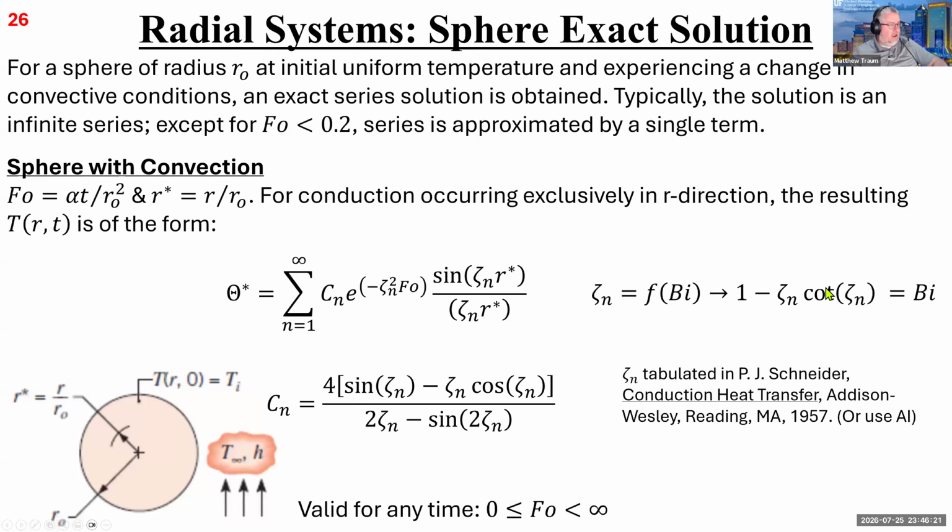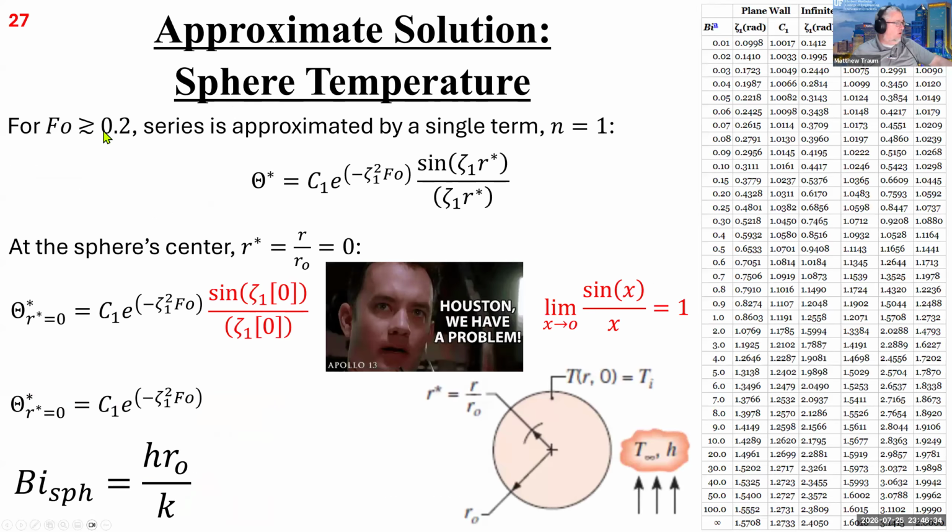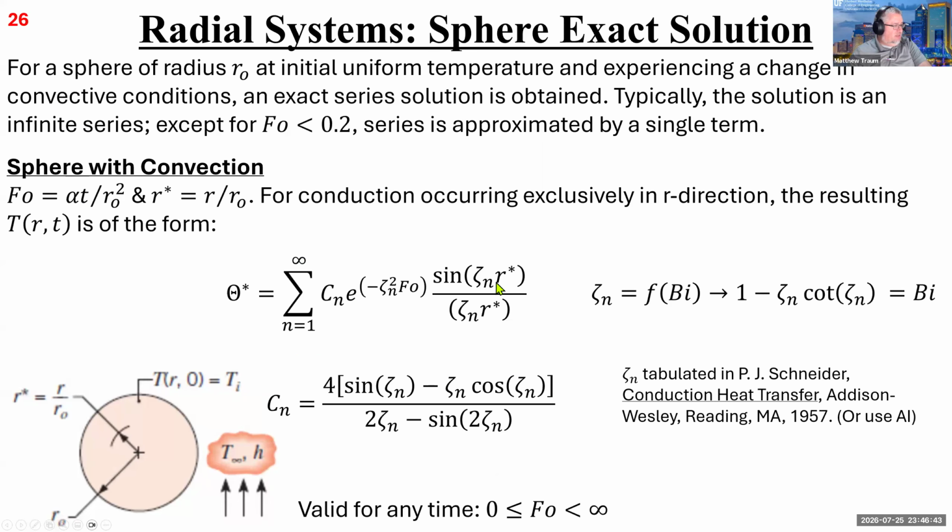So we walked through how to find zetas, as I said I would, and so you could actually solve this if you needed to, the exact solution for a sphere. However, most of the time, again, for Fourier number greater than 0.2, you can approximate using just the first term, right? And so here is, again, same as before, here's the infinite series.